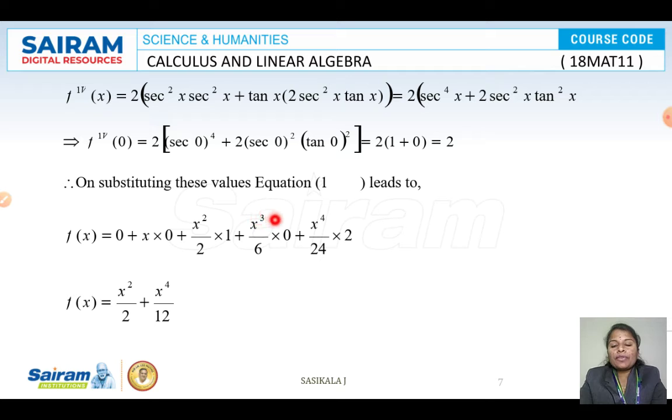So now substitute the values in equation number 1. You will have f(0), which is 0, then x into f'(0), which is also 0. Next one, x squared by 2 factorial, and 2 factorial is 2, right, into f''(0), which will be 1, and then f'''(0) is 0 and f''''(0) is 2. Now you get only two terms, which is x squared by 2 plus x power 4 by 12.